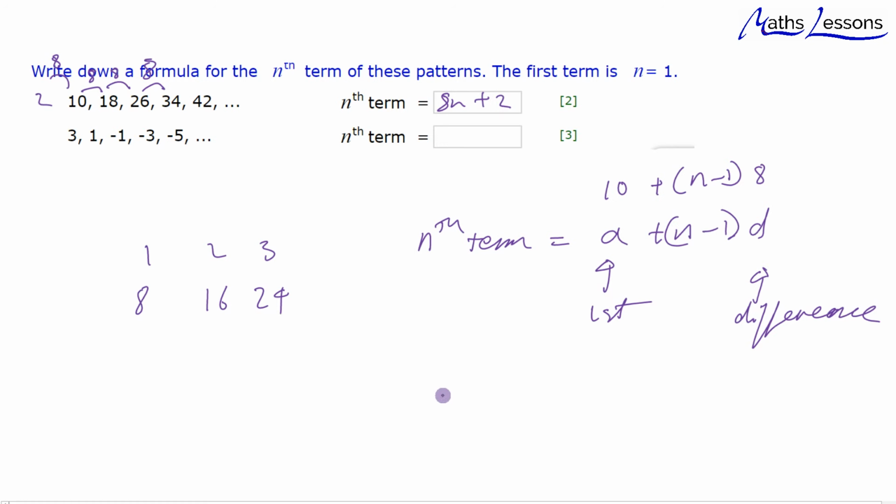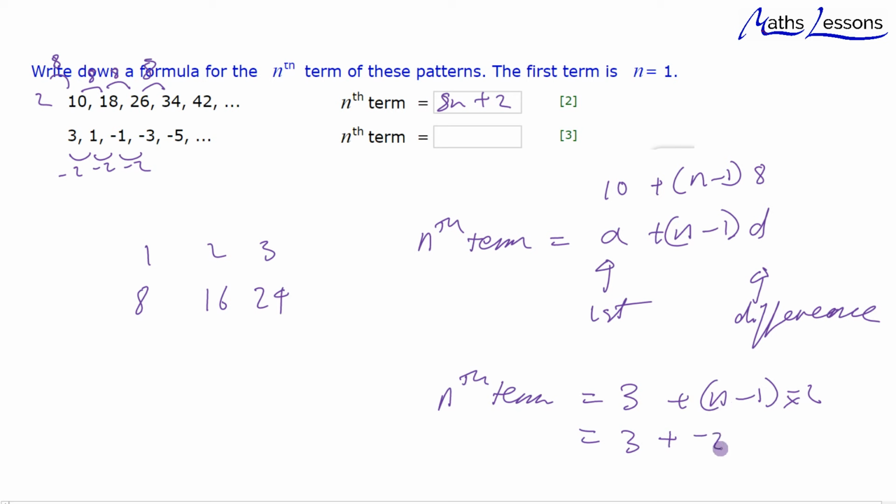So we've got a is 3, so the nth term is going to be equal to 3 plus n minus 1 lots of d, and it's going down by 2 each. So we're going to times by minus 2. So 3 plus n times minus 2 is minus 2n, minus 1 times minus 2 is plus 2. So that will give us 5 minus 2n as our answer to that one.